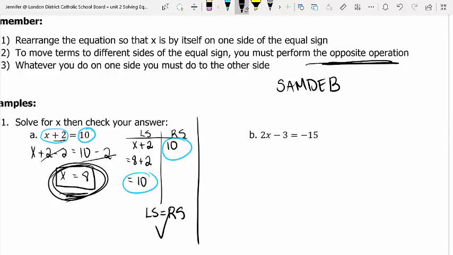SAMDEB is BEDMAS backwards, and it tells you the order to do things in when you're isolating for x, or trying to get x by itself. So the first thing you need to move is subtraction or addition. So we're going to move the minus 3 over before we move that 2. We need to get rid of this minus 3, so we do the opposite operation to it, which is plus 3. So we add in a plus 3.